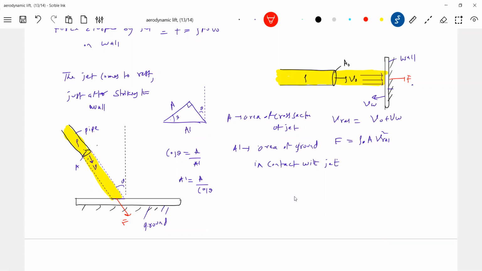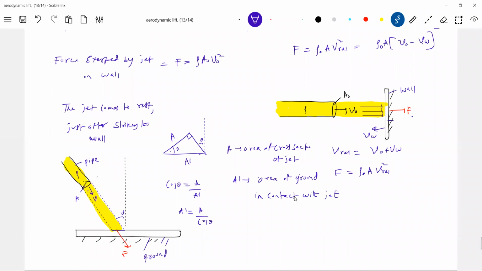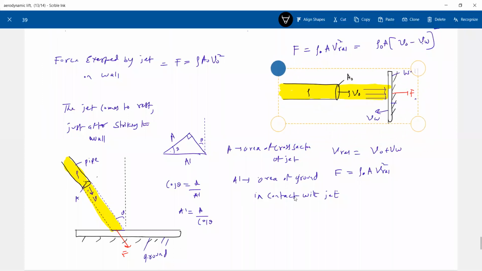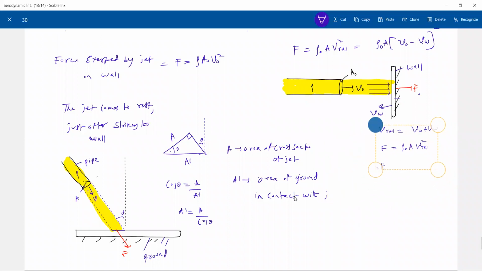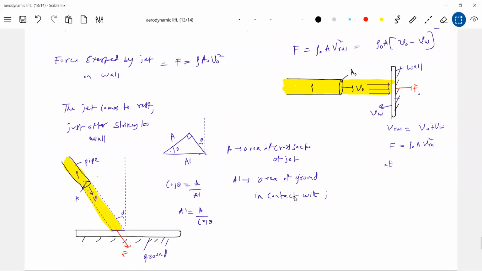So if you take this area, I'll shift this upward. So what you have to do is take pen and paper and think. That is what we are trying to avoid, because we don't want any pressure on the area of ground in contact with the jet. We want to learn science happily. That's a major problem.